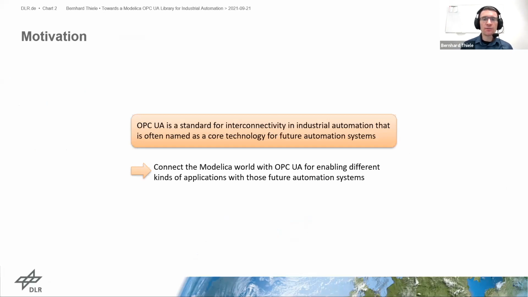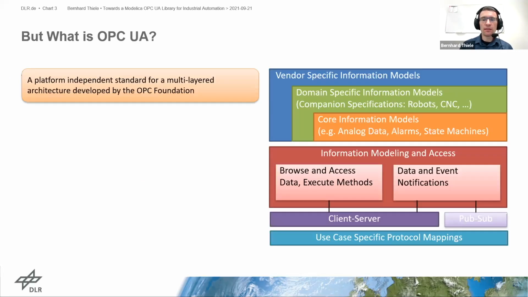OPC UA is a standard for interconnectivity in the industrial automation world, and it is often named as a technology for future automation systems. Now, the idea was, okay, connect the Modelica world with OPC UA for enabling different kinds of applications with those future automation systems. So you want to play in that arena.